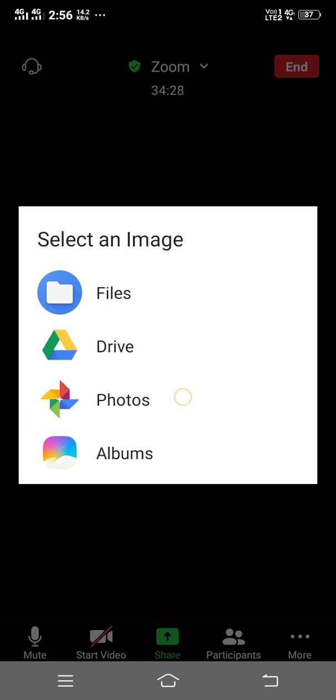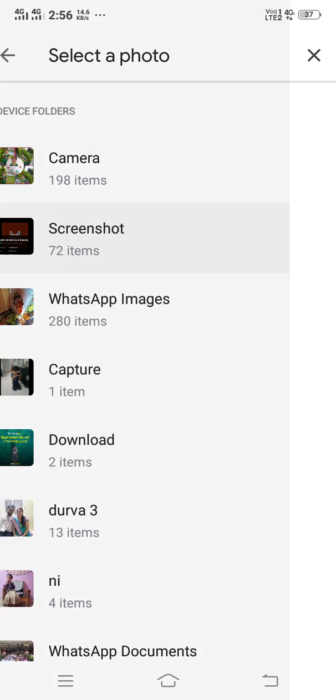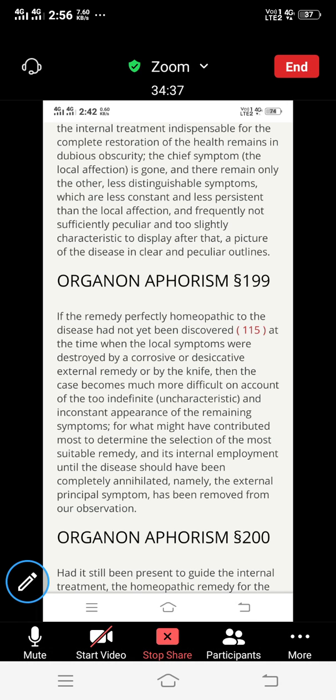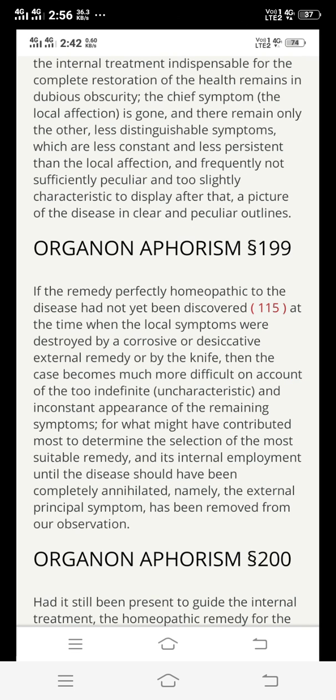Now we will see the next aphorism, that is aphorism number 199, and what it explains. Aphorism number 199: if the remedy perfectly homeopathic to the disease had not yet been discovered at the time when the local symptoms were destroyed by a corrosive or a desiccative external remedy, or by the knife, then the case becomes much more difficult on account of the too indefinite, uncharacteristic and inconstant appearance of the remaining symptoms.